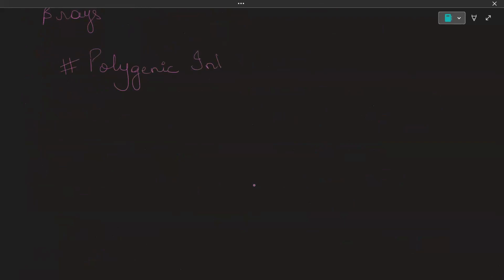Now let us move on to polygenic inheritance and let us see what it is. Polygenic inheritance is basically all of those traits that are usually controlled by three or more than three genes. Like how one trait in our body is usually controlled by one gene, right? But in the case of polygenic inheritance, one trait is actually controlled by three or more than three genes. Okay.